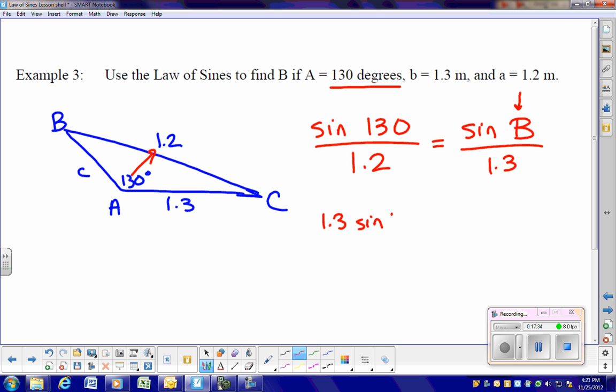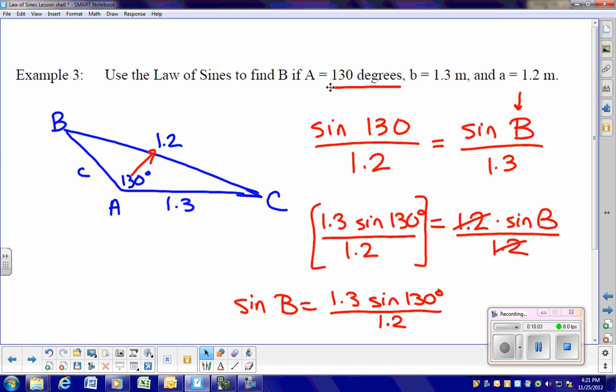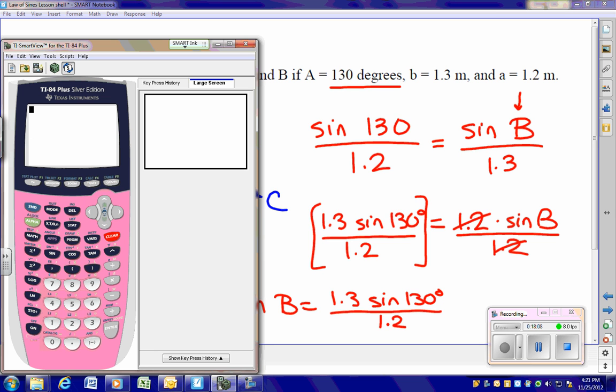1.3 times the sine of 130 degrees has to equal 1.2 times the sine of angle B. This is not a problem. We're just going to divide both sides by 1.2, and we'll get this expression here. Okay, because these 1.2's on the right side will cancel out. So I know that the sine of B has to equal what I'm going to get when I do 1.3 times the sine of 130 over 1.2. Now something pretty interesting is about to happen with this problem, okay? So we're going to just try this out.